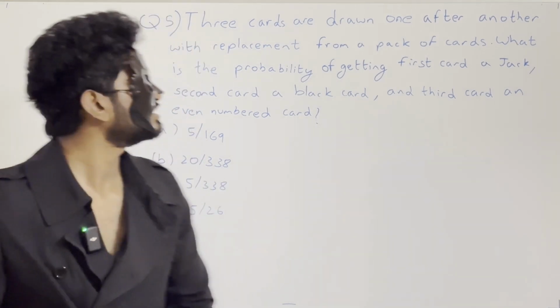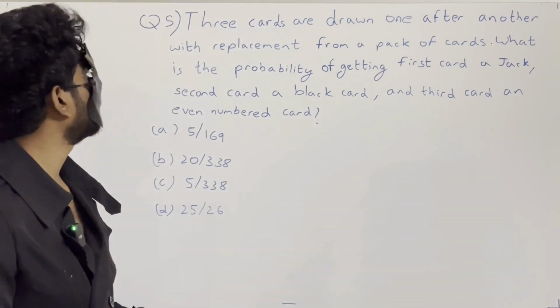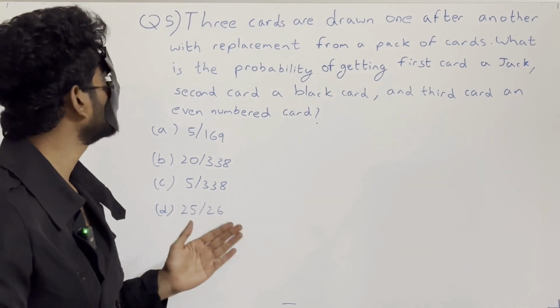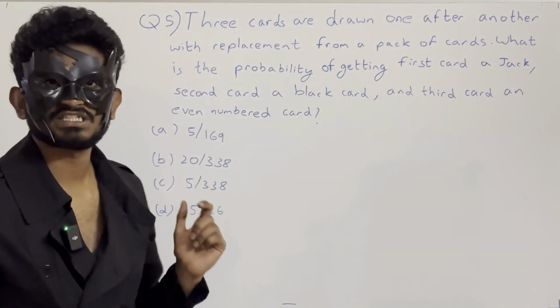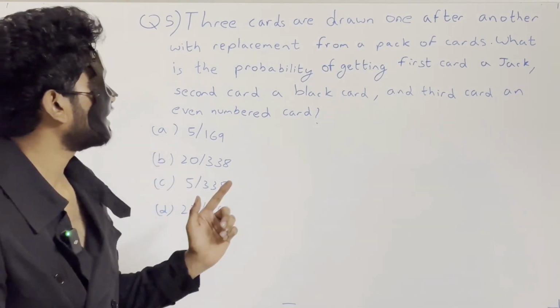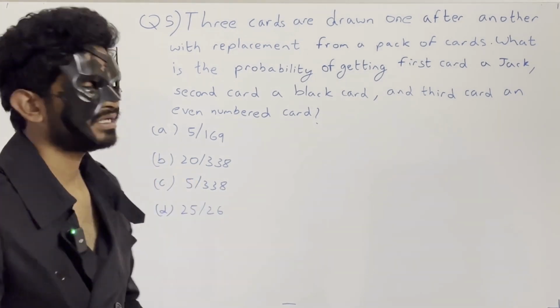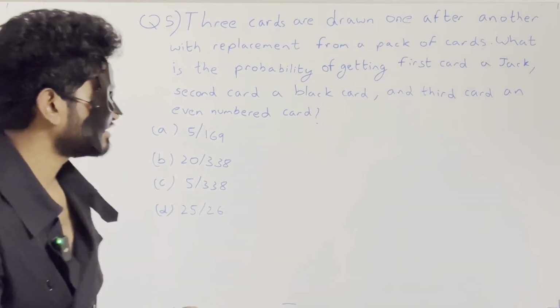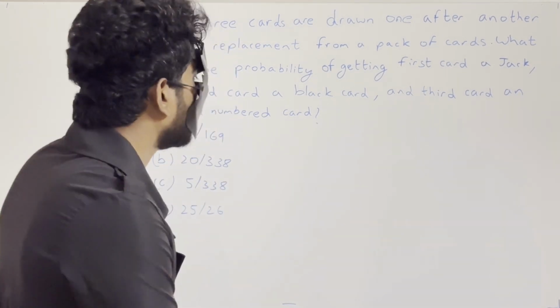So superhumans, next question is, 3 cards are drawn one after another with replacement from a pack of cards. What is the probability of getting first card a jack, second card a black card, and third card an even number card? So before we start this question, I will teach you some basic concepts in cards.